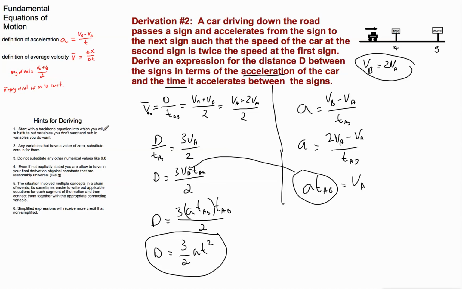And again, we started with a backbone substitution. Did we substitute any zeros in? No, we didn't, but we did substitute this expression which related two variables. We had no constants, and it wasn't really a multiple chain of events, but we did have to simplify. So again, not always do we use all the hints, but many of the hints we'll use. Let's go on and try one more derivation.